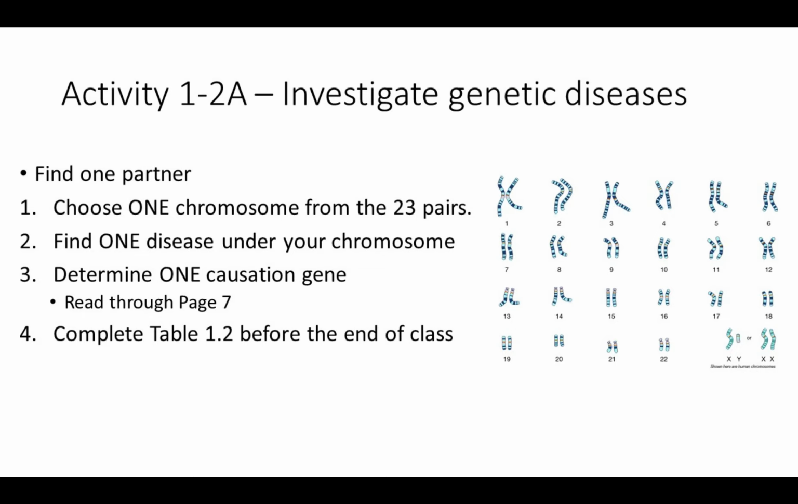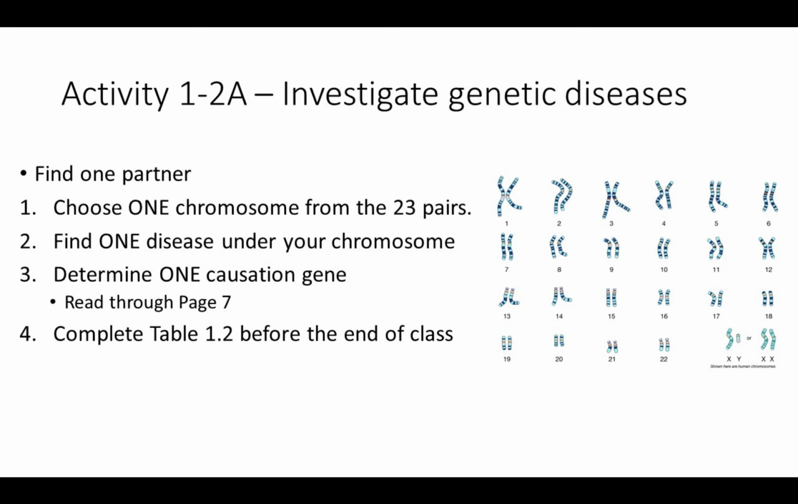And then this is just a summary. I think I have a picture to summarize it. And then from there, after you choose one disease from that one chromosome, determine that one causation gene. What gene may be linked, or a mutation that may be linked to cause that disease. Okay? And then you're going to read through page 7, follow all the order, what you need to do, and fill out that table on 1.2. Okay? Basically, that's the project that you guys are doing.